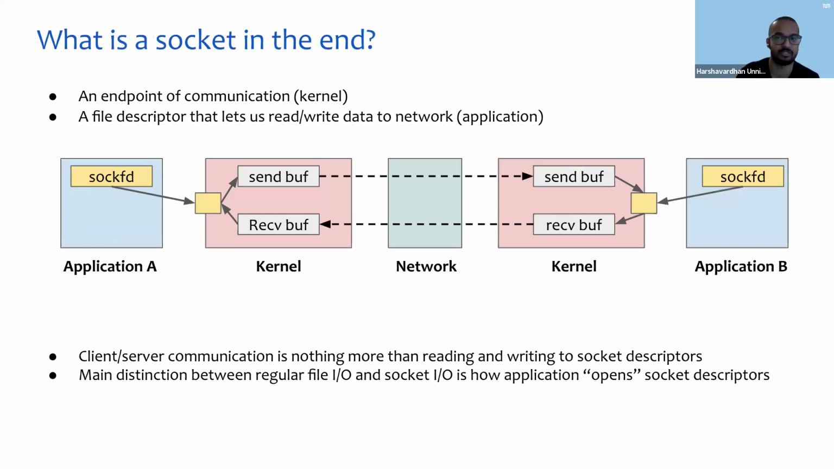To the kernel, a socket is an endpoint of communication, whereas to the application, a socket is a file descriptor that lets applications read from or write to the network. Clients and servers communicate with each other by reading from and writing to socket descriptors. The main distinction between regular file I/O and socket I/O is how the applications open the socket descriptors.